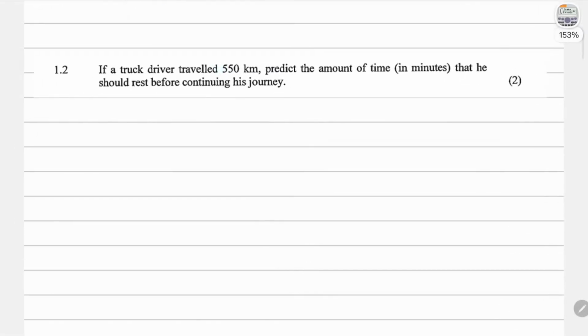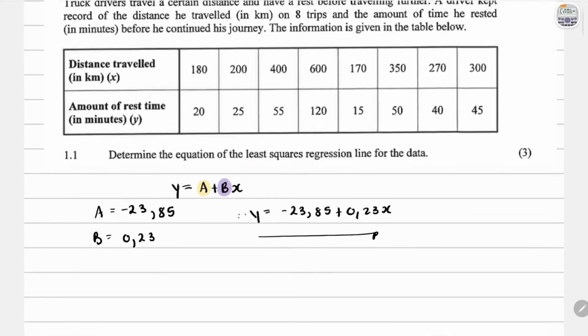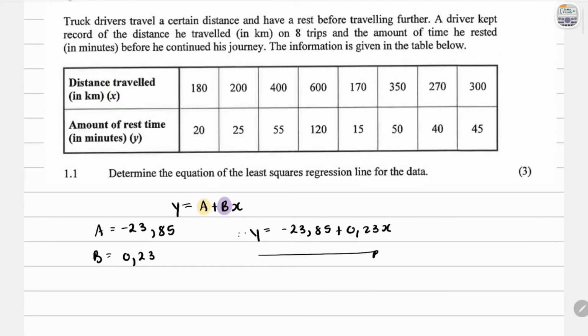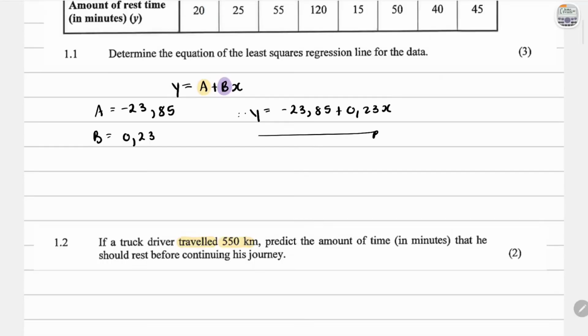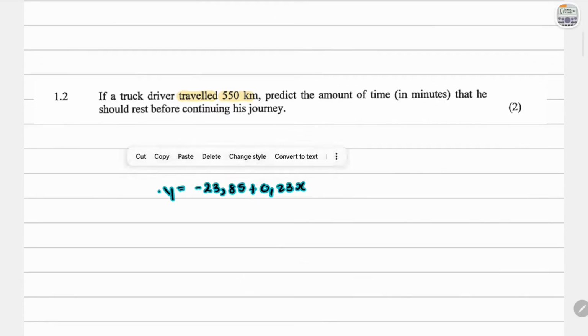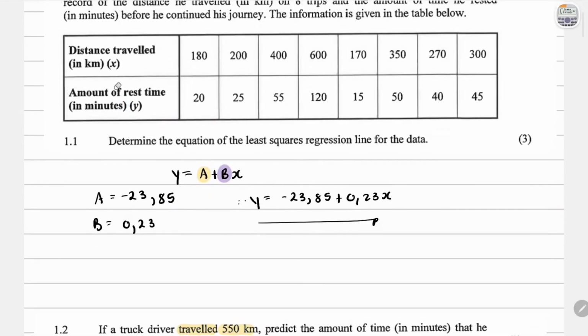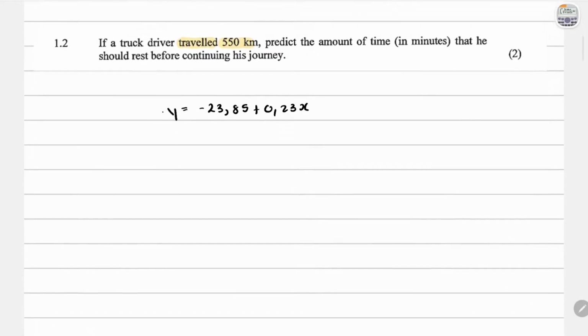Question 1.2 says, if a truck driver travels 550 kilometers, predict the amount of time in minutes that he should rest before continuing his journey. So we can see that this is the distance traveled, and from our table, the distance traveled are our x values. So we're going to take our least squares regression line's equation and substitute in place of x. Since we have been given an x value, we'll substitute that 550 so that it can give us the y value, which would be the amount of time that the truck driver would rest for.